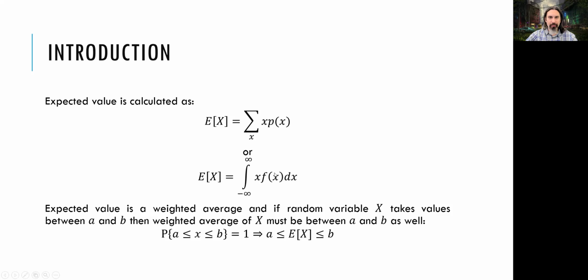Now, x is going to take any value between a and b limits, a lower limit and b upper limit, as long as they are the limits of the probability as well, which can be written like this. If we set the probability of x being between a and b as 1, then all the non-zero probability values will be taking place between a and b, which will in turn make sure that the mean, the weighted average, which is the expected value, is between a and b as well.